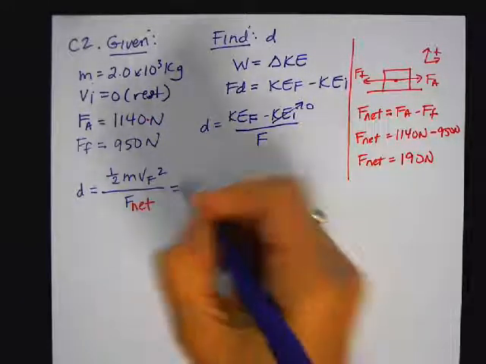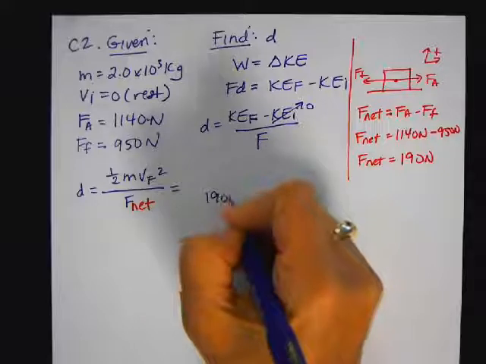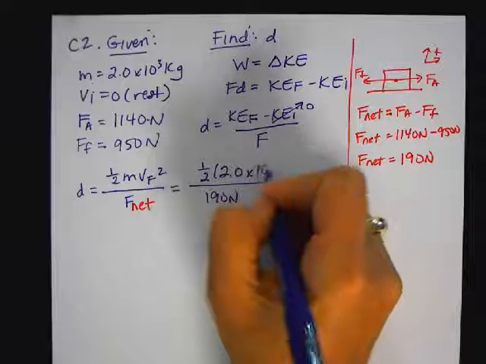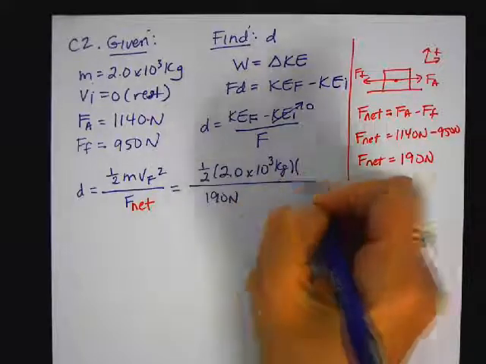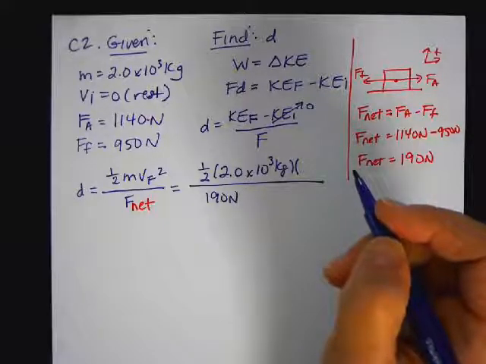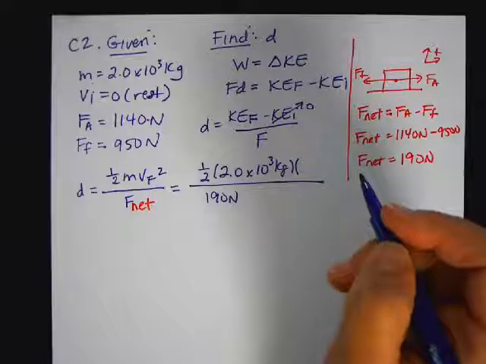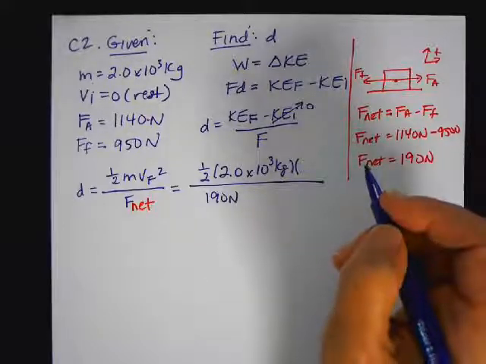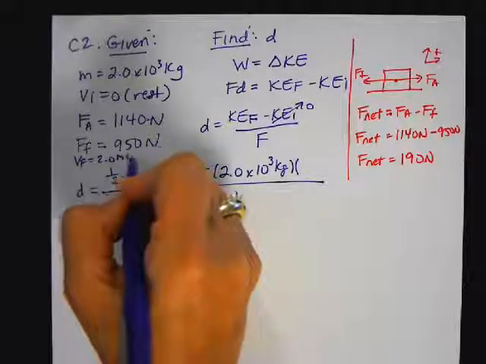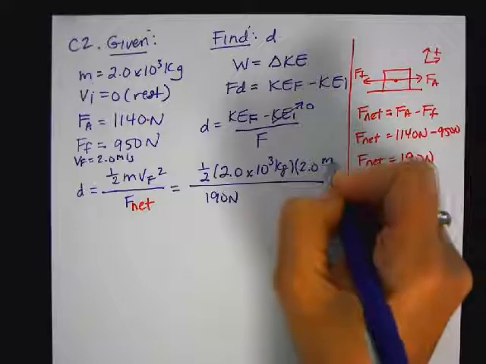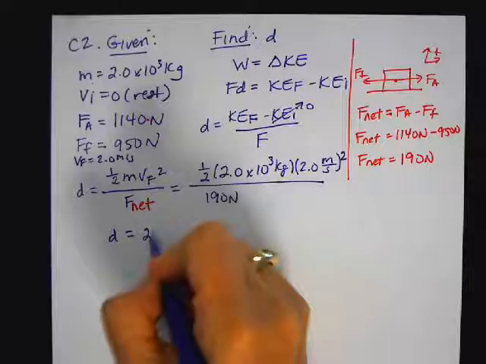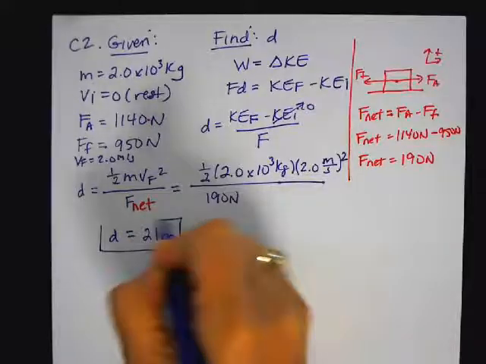And that is what goes here. So it's 190 newtons, and then 1/2 m times my final velocity squared. I think I forgot to write the final velocity in the given. Yeah, the final velocity they told us was 2 meters per second. So this is 2 meters per second squared. So when we do all this, D comes out to be 21 meters.